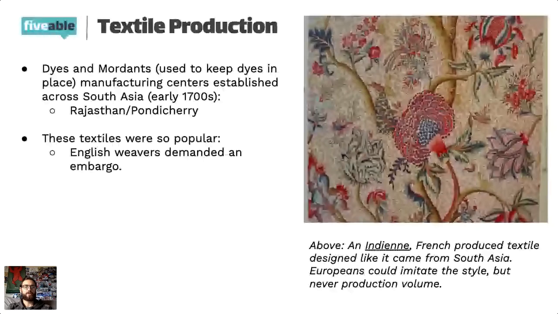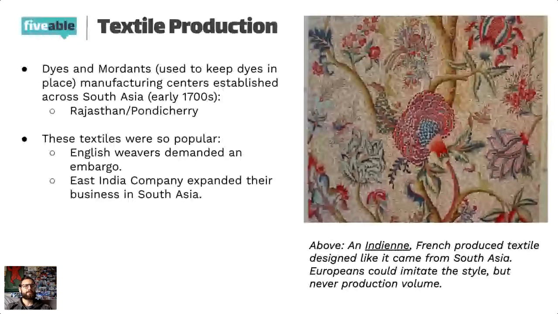And so English weavers demanded an embargo. They said, you need to stop bringing in South Asian textiles. You're going to put us out of business. Right? There were a number of riots, actually, English weavers rioting through what's now London, demanding an embargo. Right? And they eventually did get their embargo.